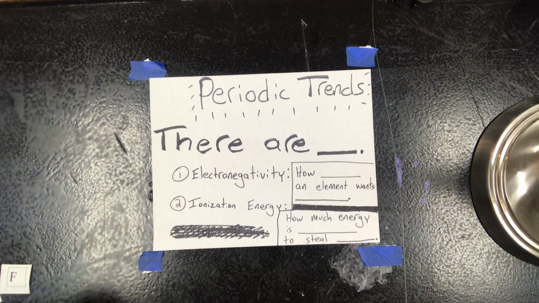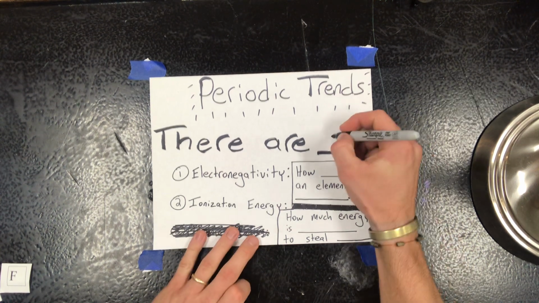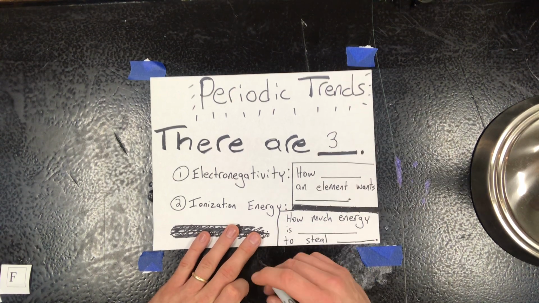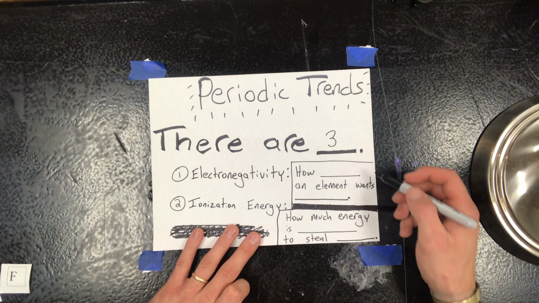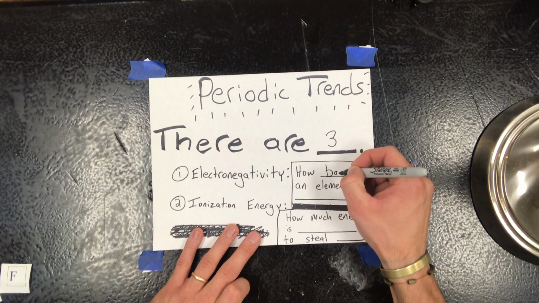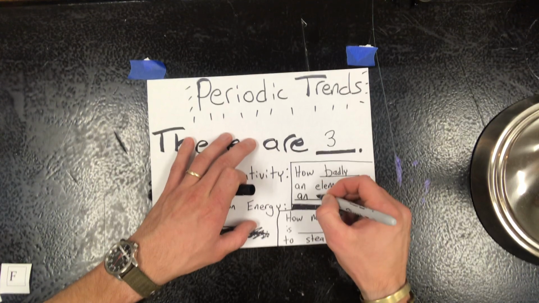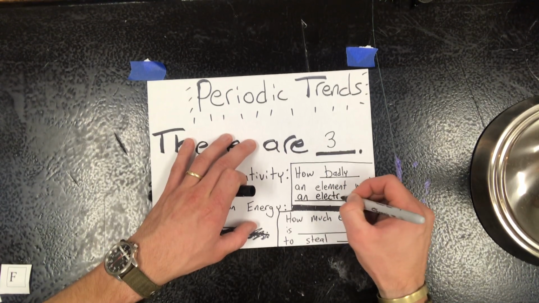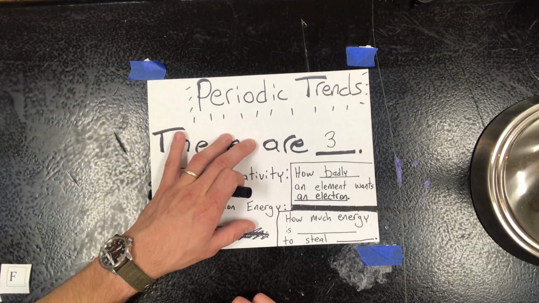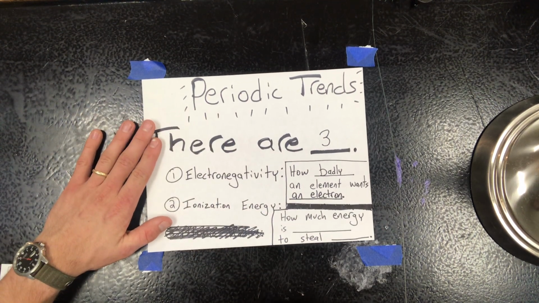So firstly, you need to know that we have three periodic trends. We're going to talk about electronegativity, ionization energy, and atomic radius. The first one is electronegativity. And electronegativity is simply how badly an element wants an electron. You can fill that in. How badly an element wants an electron. So the elements that are really, really close to the noble gases, those are going to have very high electronegativity.